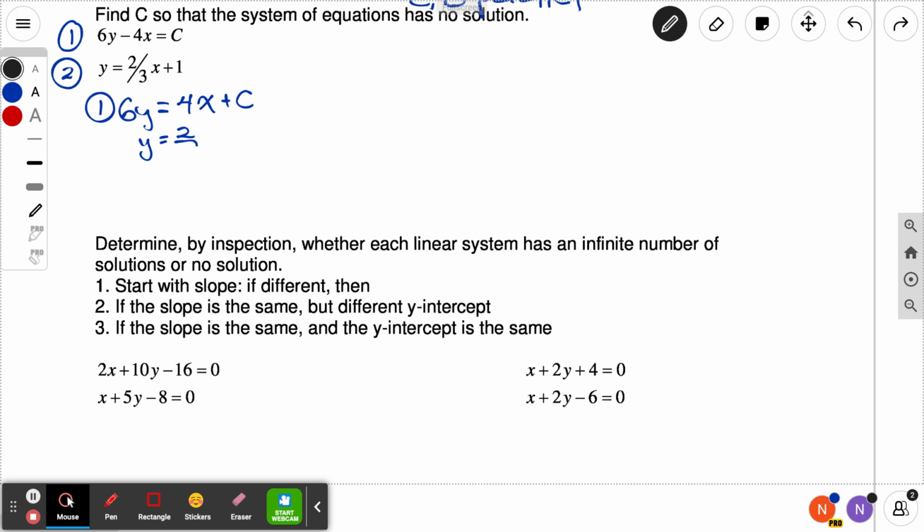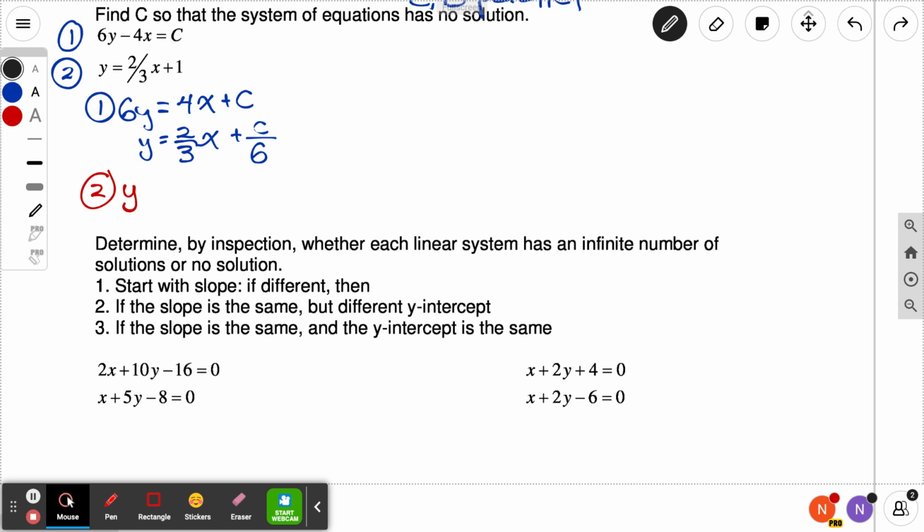So 4 over 6 will reduce to 2 over 3. I'll do that in the same step. And for c, because we can't really divide it by 6, we're just going to write it as c over 6. And that gives us our first equation. Let's see if we can get a nicer 6 in there. There we go. Our second equation has the same slope.